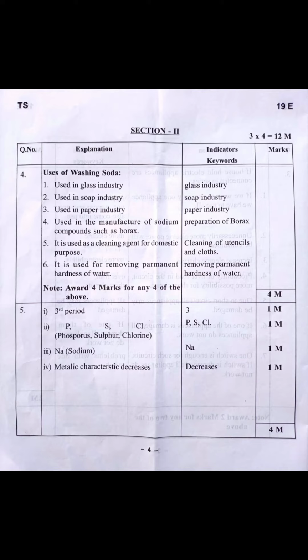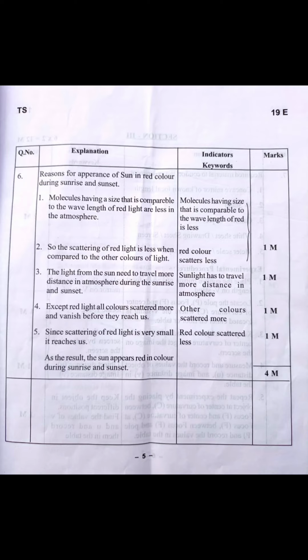Which element has more atomic radius in the above? Sodium has more atomic radius. Then from left to right, how is the metallic character? What will happen to the metallic character of these elements? It will decrease. Next, red color during sunrise and sunset.